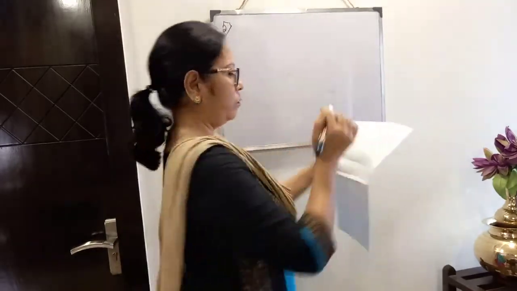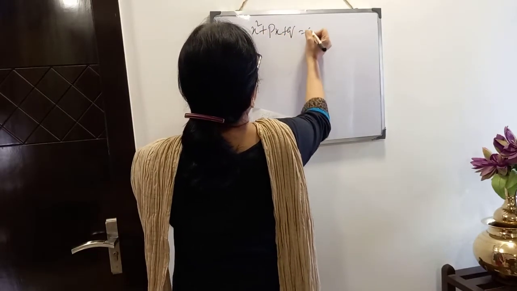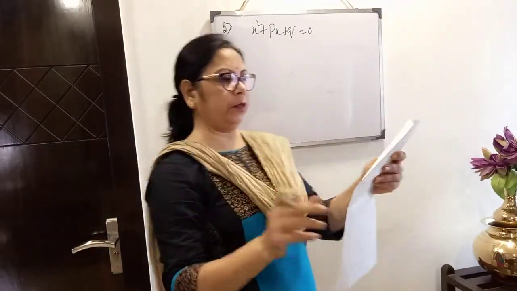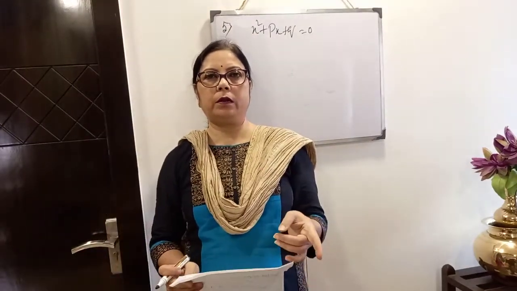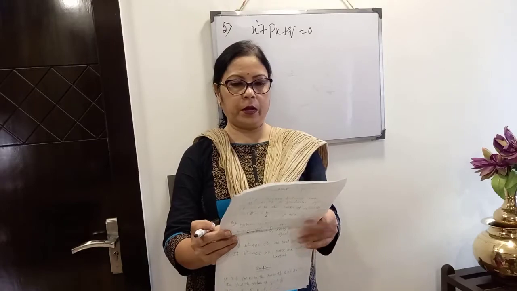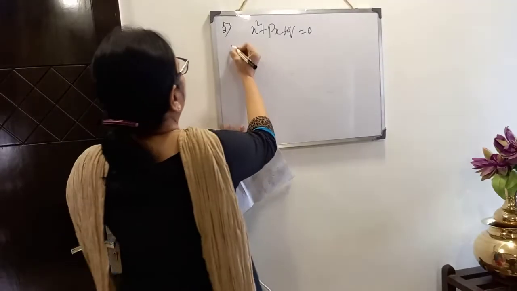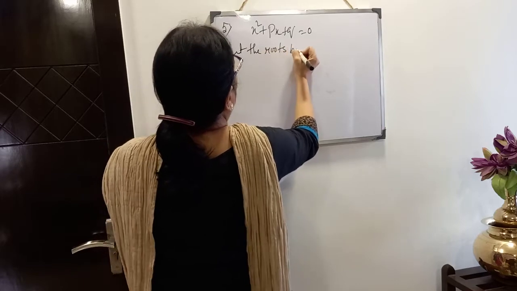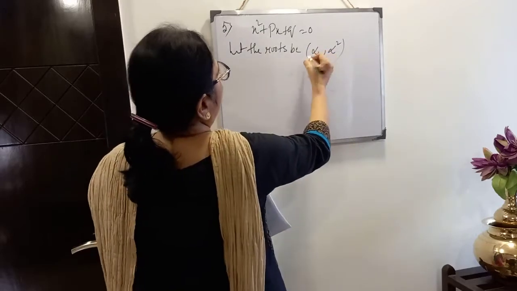If one root of the equation is the square of the other, then prove the given relation. So one root is the square of the other. We may consider, let the root be alpha. So other root will be 2 alpha, no, square of the other. Sorry. One root is alpha, so other root will be alpha square. So let the roots be alpha and alpha square. One root is square of the other.